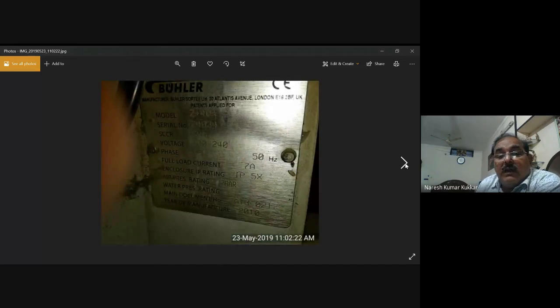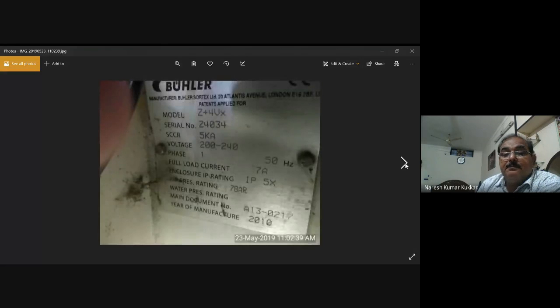Bhullar make, and we have to see the number plate. Means this is a 2010 model. Now, to deduct depreciation, we must know what the serial number is and what the date of manufacture is. So details of this must be there.